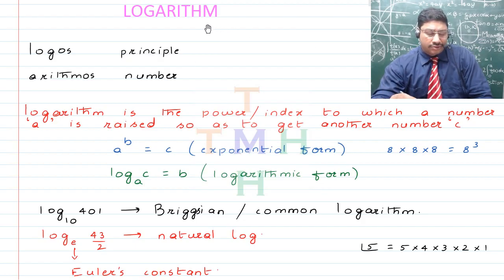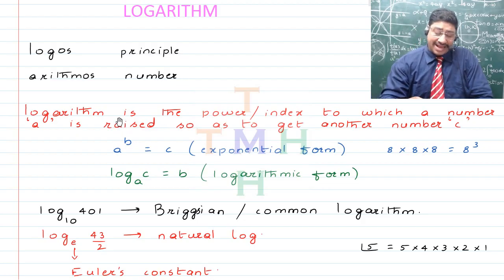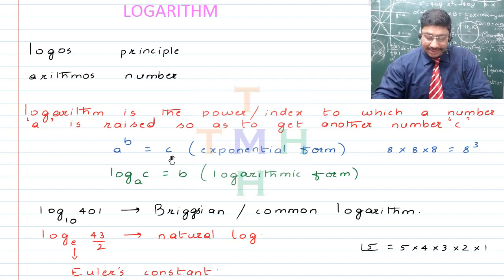And here in logarithm we actually don't have a single word. This is actually a join of two words, the first being logos, which means principle, and the second is arithmos, which means number. So whenever we are talking about logarithm, we are actually wanting to talk about the principle which governs a number. Now this is a little dubious a definition, so we come over to a less ambiguous definition, and that is a logarithm is the power or the index to which a number a is raised like this, so as to get another number like this, right?